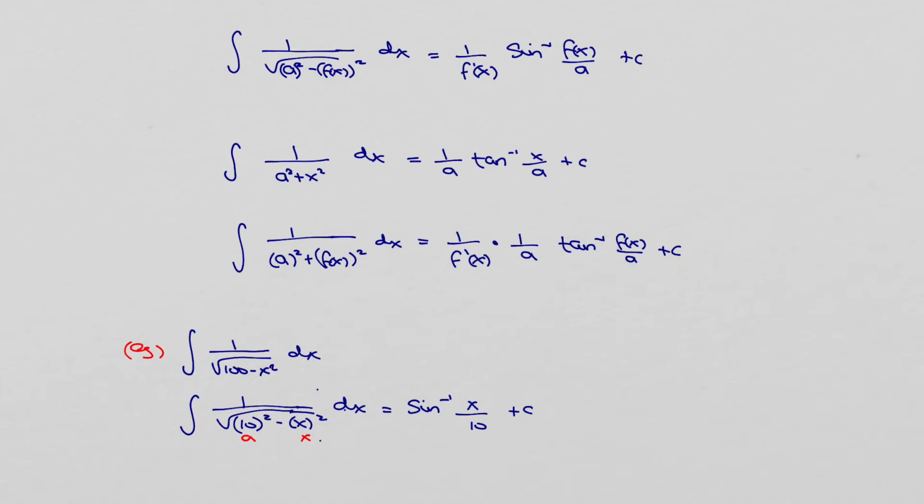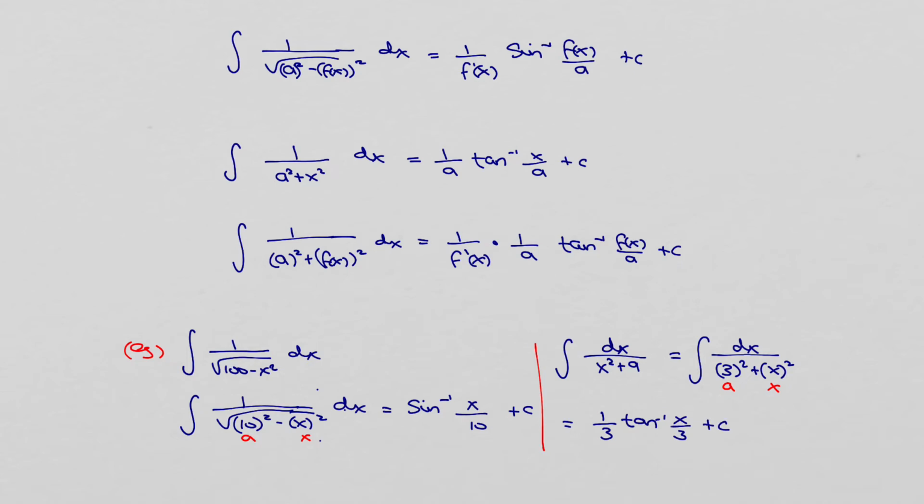And if we look at a tan inverse example, we could be asked to integrate dx over x squared plus 9. So we'd have to recognize that that is the same as saying dx over 3 squared plus x squared. So 3 would be our a, x is just x. And therefore, if I integrate that, that would be 1 over 3 tan inverse of x over 3 plus c.